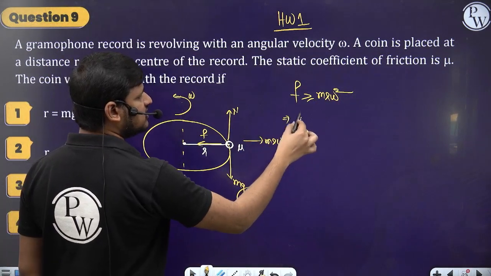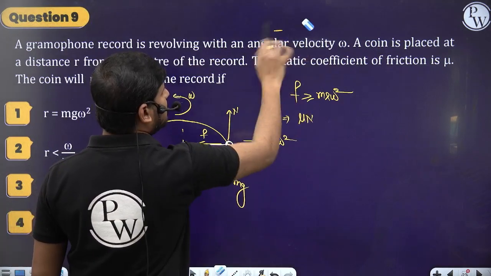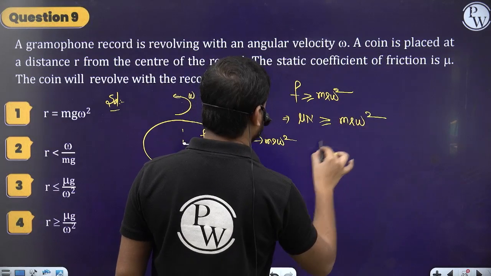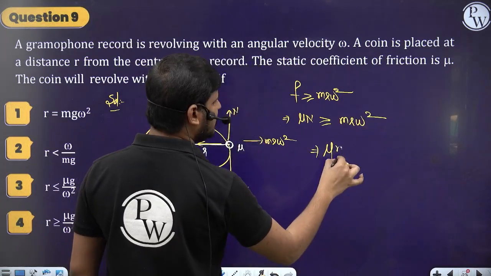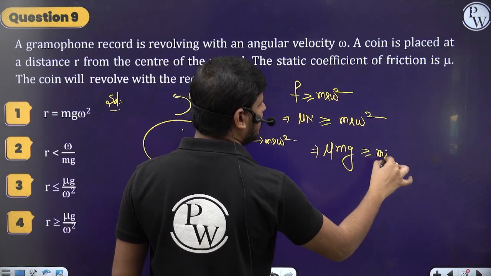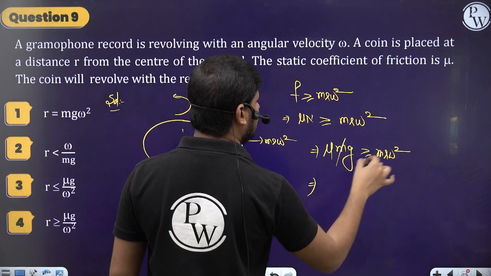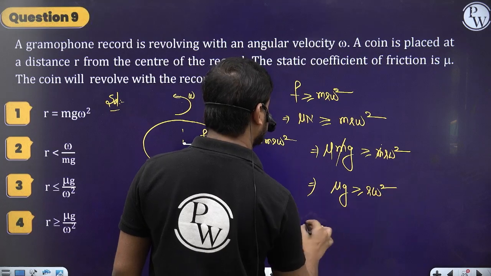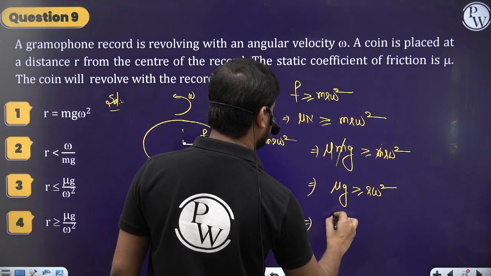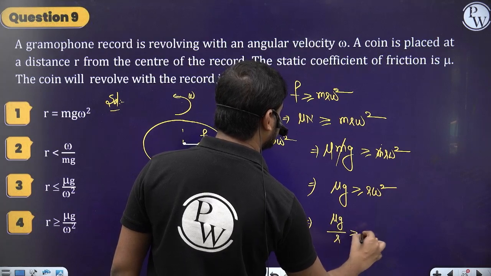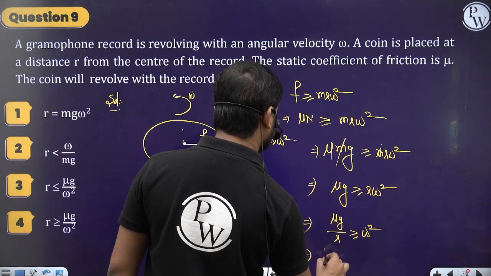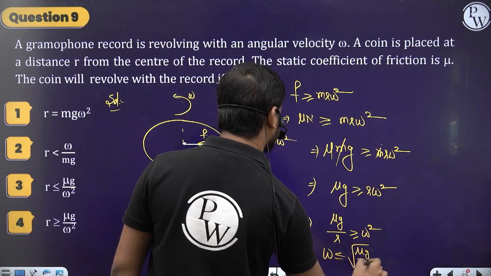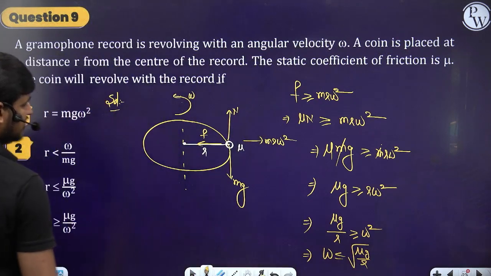So you know F is mu N. I am only teaching, why write it here? Homework, I will give another question. So here, mu in place of N, we can write mu m g must be greater than or equal to m r omega square. From here m cancels. So mu g is greater than or equal to r omega square, which means omega should be less than or equal to square root of mu g by r.